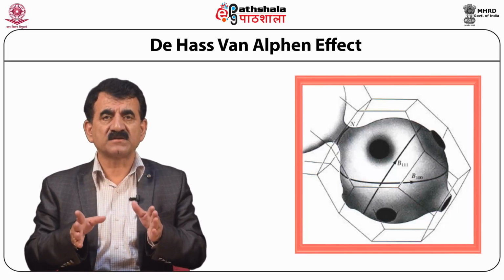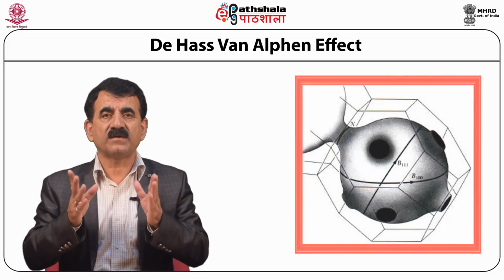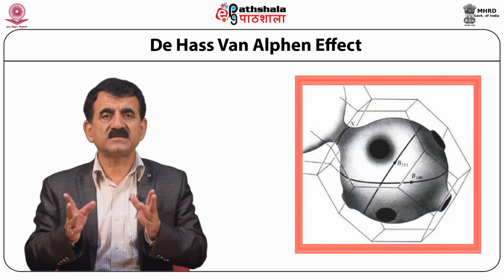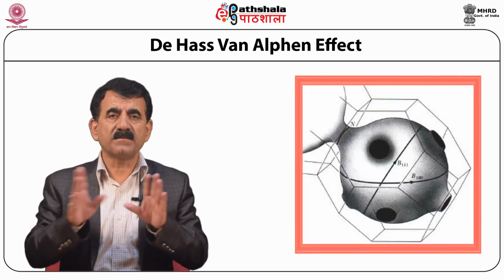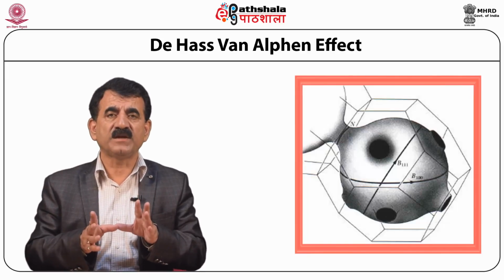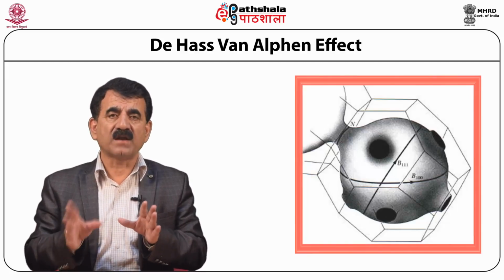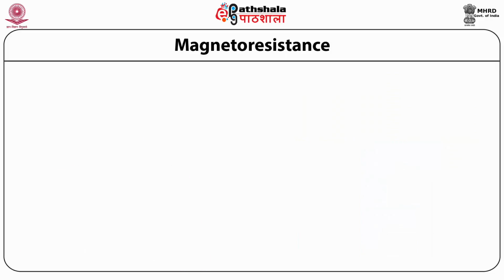For silver, this de Haas-van Alphen effect shows two different periods of oscillation, which are due to two different extremal orbits. One is linked with B111 and the other is linked with B100. So there are two different directions.